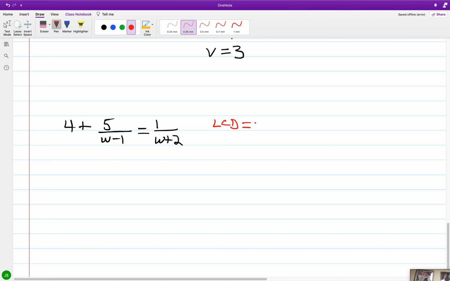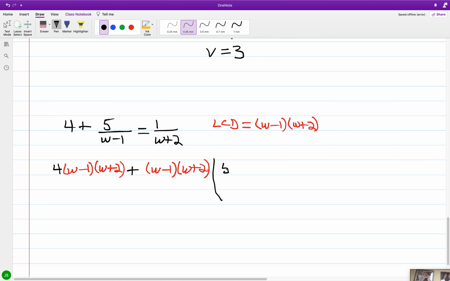And for what we have here, the least common denominator will be the product of w minus 1 and w plus 2. Multiplying all the terms out, you have 4 multiplied by w minus 1 and w plus 2, and you have plus, again, w minus 1 times the quantity w plus 2, times the quantity 5 over w minus 1.